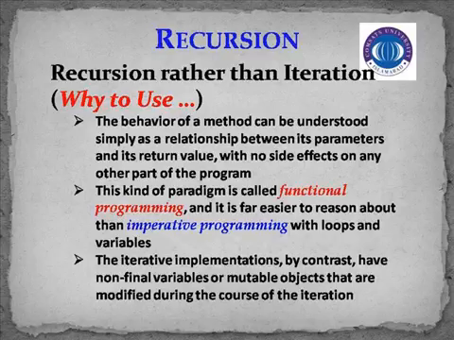This kind of paradigm is called functional programming, and it is far easier to reason about than imperative programming with loops and variables. The iterative implementations, by contrast, have non-final variables or mutable objects that are modified during the course of the iteration.